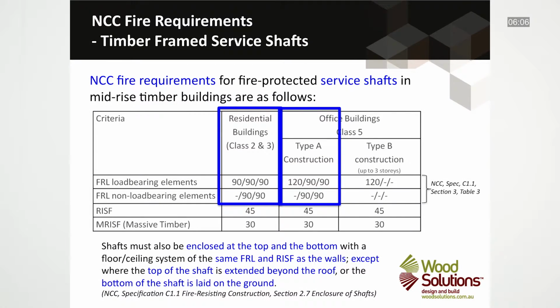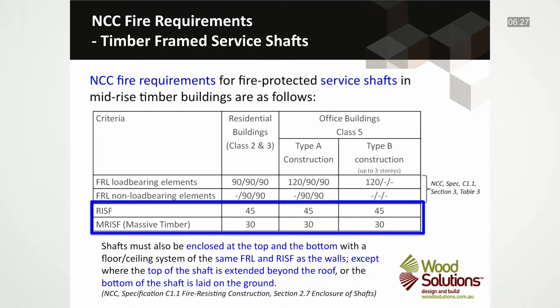The specific NCC fire requirements for fire-protected service shafts in mid-rise timber buildings are as follows. For Class 2 and 3 buildings, load-bearing elements must have an FRL of 90-90-90 and non-load-bearing elements -90-90. For mid-rise office buildings of 4 stories and above, Type A construction, the FRL required is 120-90-90 for load-bearing elements and -90-90 for non-load-bearing elements. For all classes, the RISF and MRISF values remain the same at 45 and 30 minutes respectively.